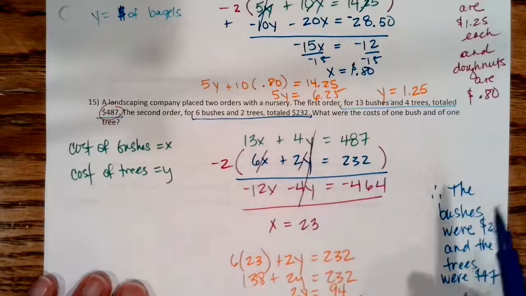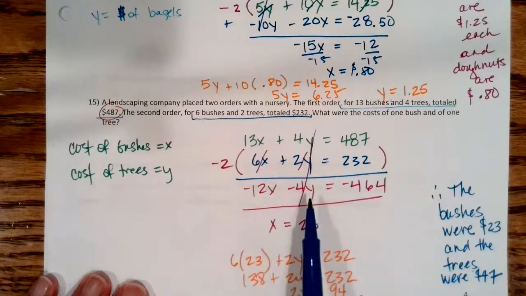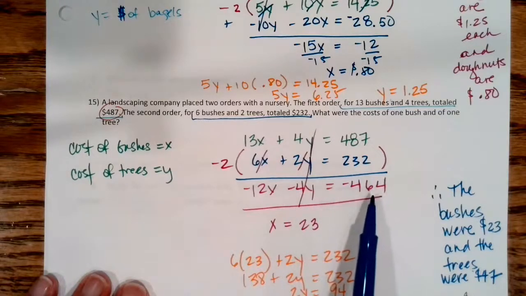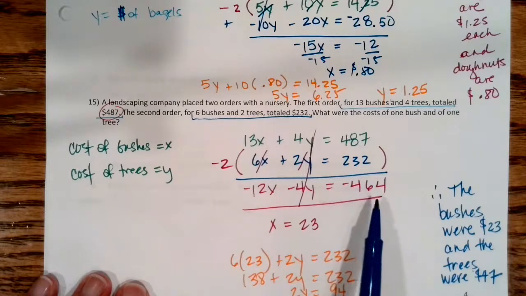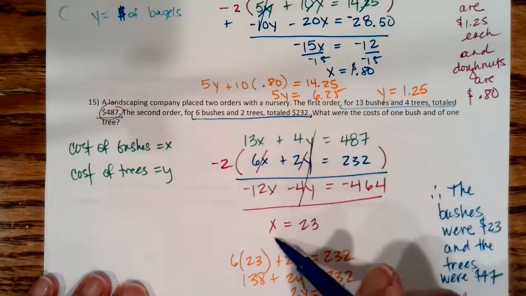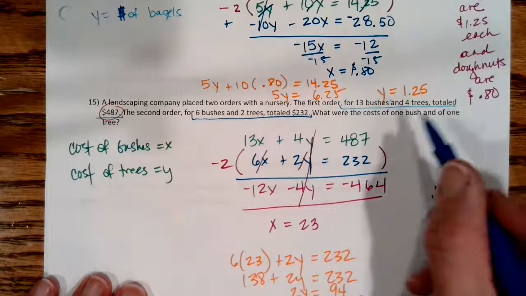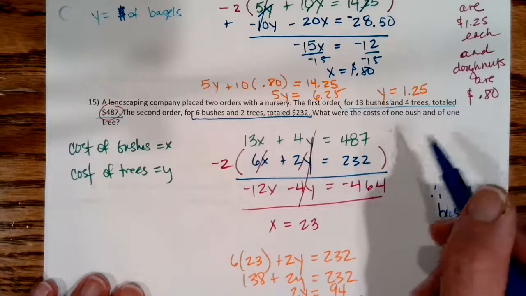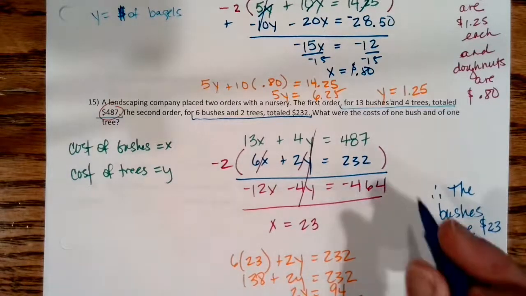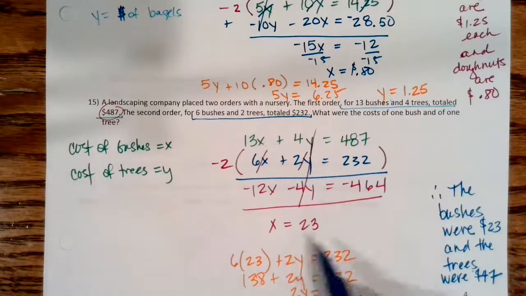I again used elimination and multiplied this equation by -2. I got -12, -4, and -464 when I added those 2 equations together. 13x and -12x is 1x. My y's, of course, cancel out. That's my 0 pair. And then when I subtract 464 from 487, I get 1x is 23. So my bushes were $23, and I subbed it back in to solve for my y.